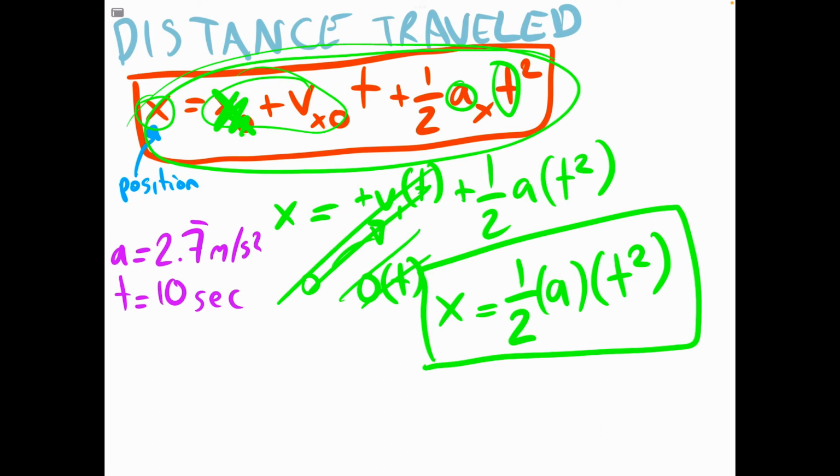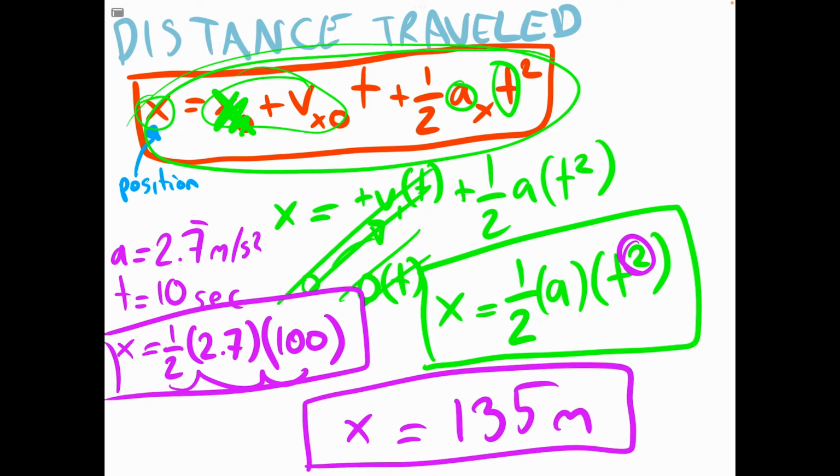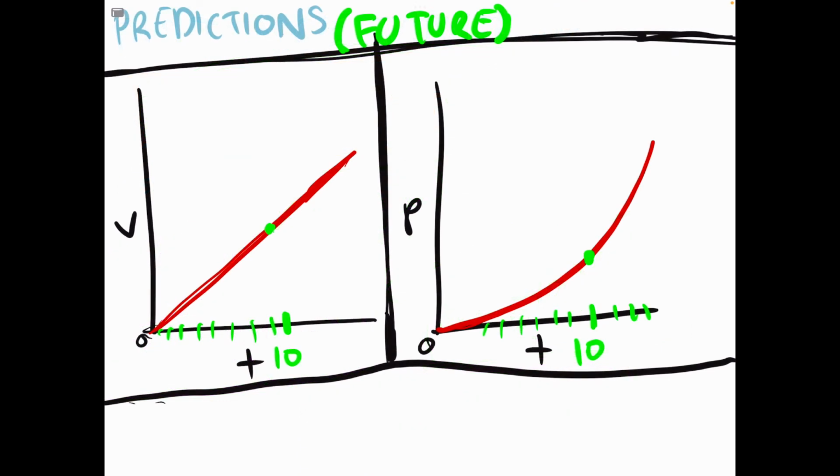So now, just like the last one, we plug in what we know into these equations. So we were left with position equals 1/2 of the acceleration, which is 2.7 times the time. So the time is 10 seconds, but there's a squared here, so it's basically just 100. This is now the final and simplified equation. When you multiply all these three, we get a final answer of 135 meters. So now here we have the distance traveled by Flash McQueen in the first 10 seconds of his race. Lastly, we're going to be looking at some predictions for the future.